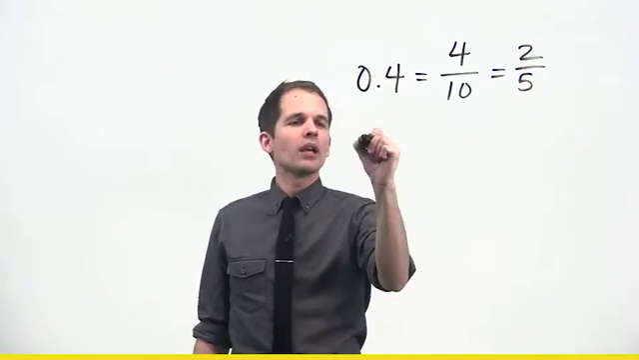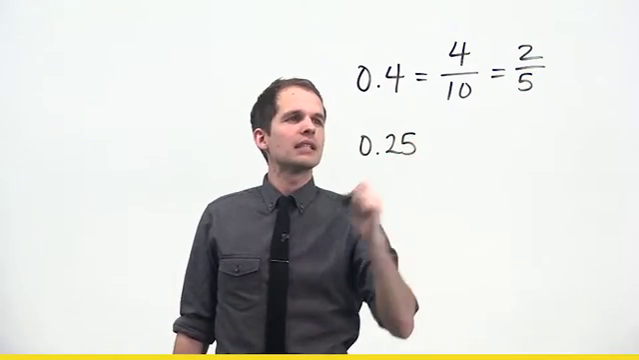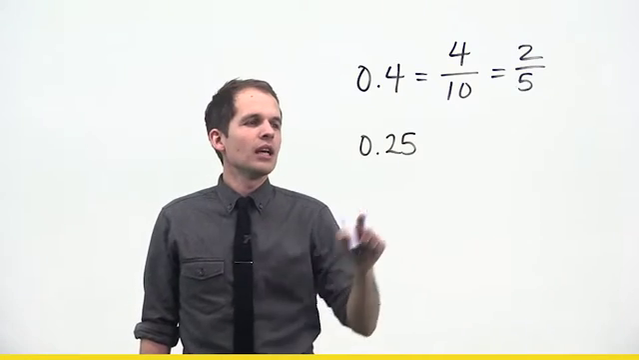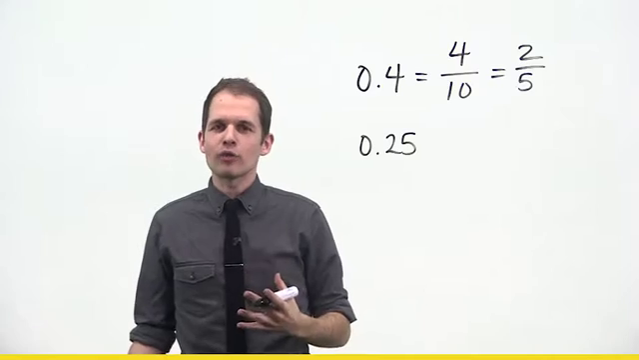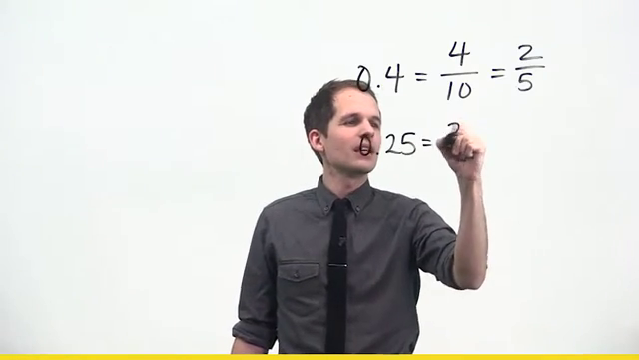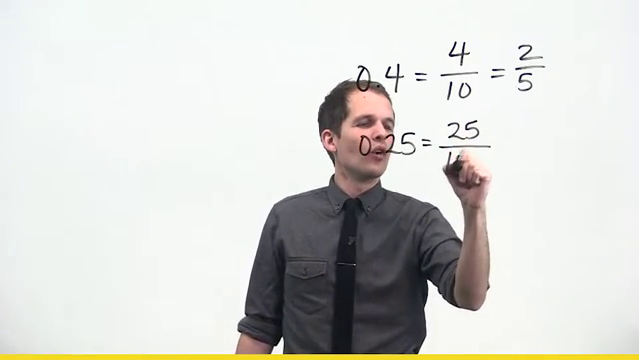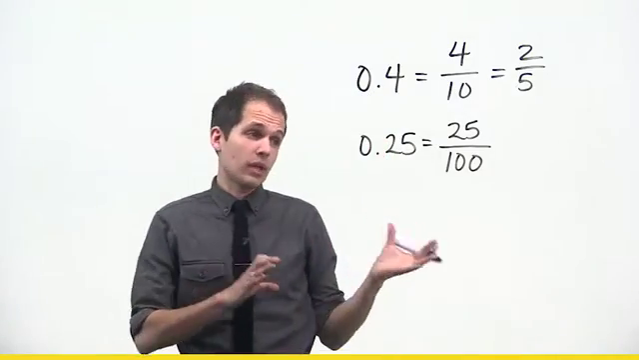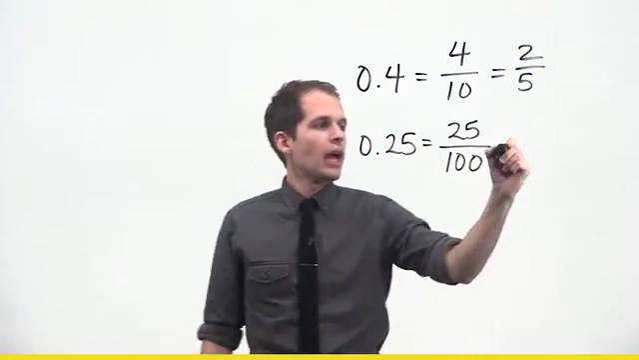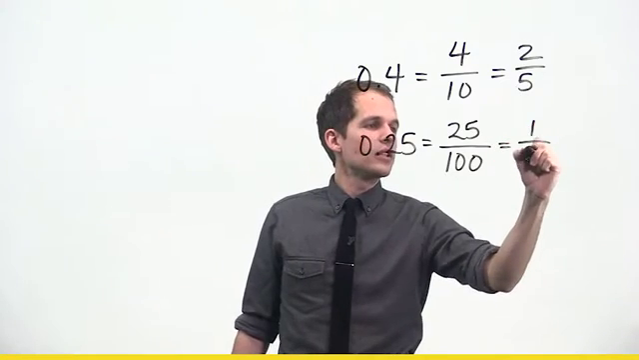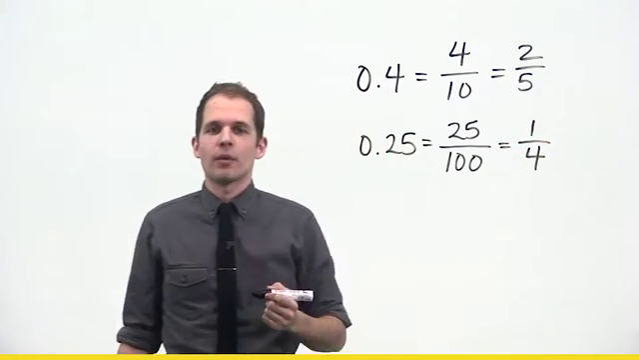It works the same way with even longer decimals, like 0.25, right? Go to the final place, the 5, and say, well, what place is that in? It's the hundredths place. So I can rewrite this as 25 over 100. And now the calculator could play a role, right? I could divide 25 into the first number once, and 25 into the denominator 4 times, and get 1/4.